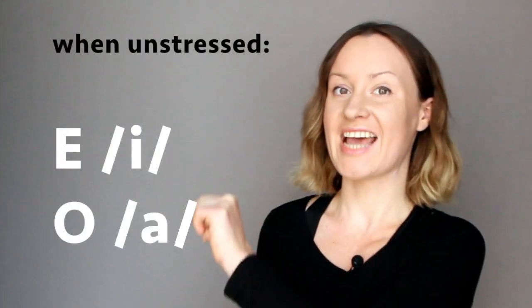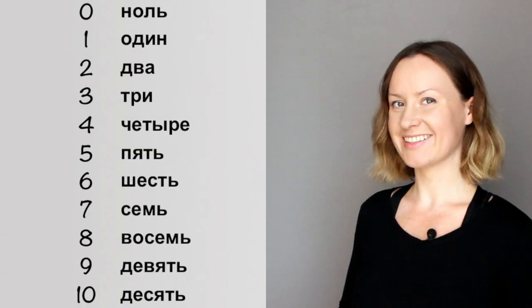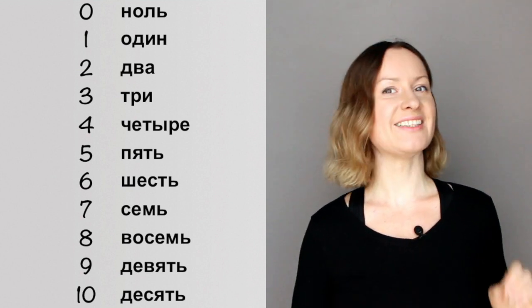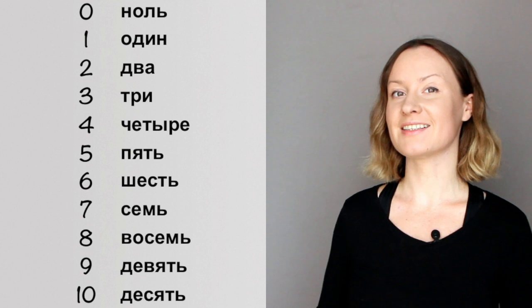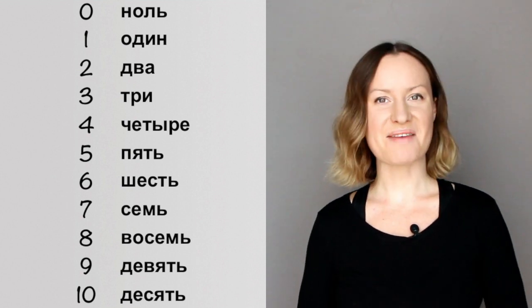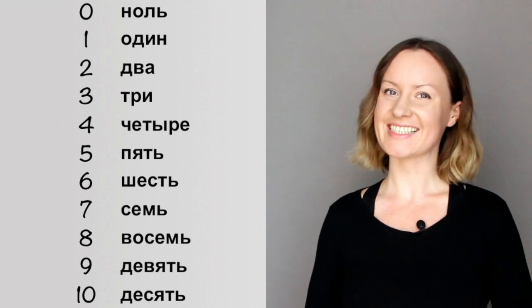Be very careful with the pronunciation of the letters O and Y, because when these vowels are unstressed, Y is pronounced as E, O is pronounced as A. I'll repeat again the whole list of numbers. Try to repeat again. 0, 1, 2, 3, 4, 5, 6, 7, 8, 9, 10.